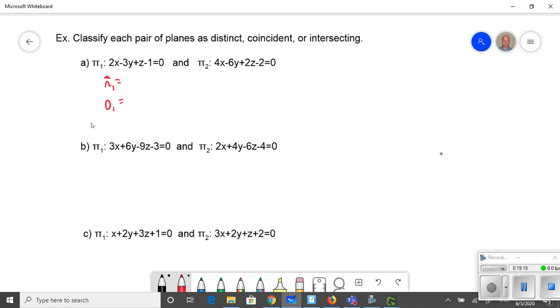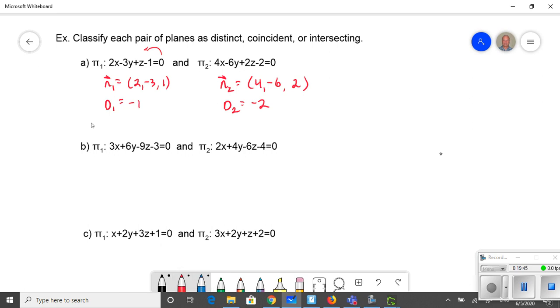I'll let you guys write this down. D is just a number, a constant. It always has to be on the left-hand side. These Cartesian planes have to be in general form, with zeros on the right-hand side. My normal here is 2, -3, and 1. And this one, my normal 2, use the right notation please, is 4, -6, and 2, and D2 is -2.